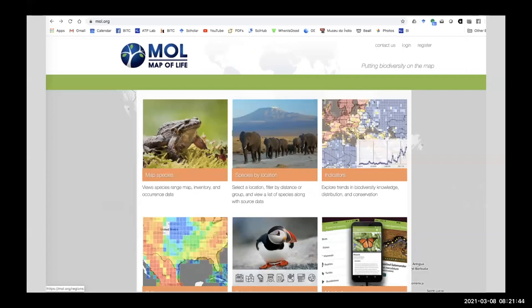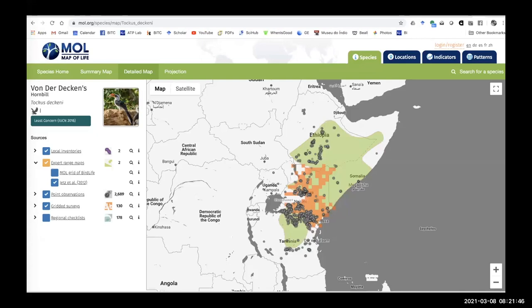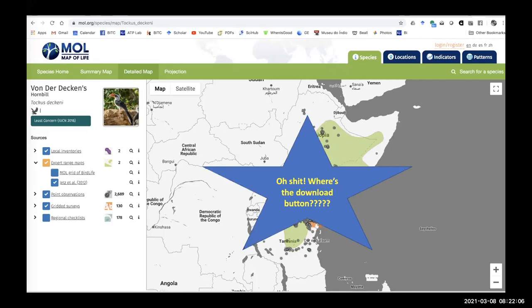which sounds pretty promising, right? And you can say, tell me everything you know about a particular species. Here's Tacus decani in northeastern Africa. And you get all this cool information. You get occurrences, you get range maps, you get threat levels and things like that. And there's no way to download the data. So I'm not happy with that either.